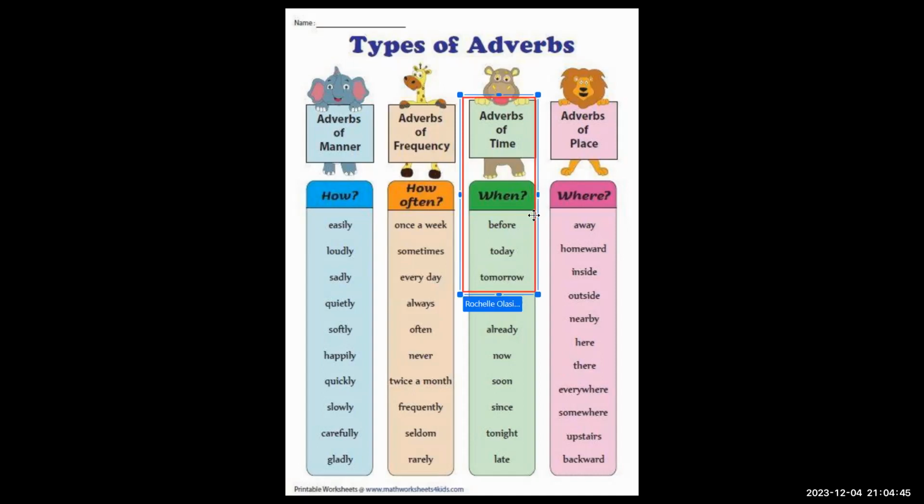Please read this one. Adverbs of time: when, before, today, tomorrow. That's right. And many more. Okay, that's easy to identify for the adverbs of time. And then adverbs of place. Please read. Adverbs of place: where, away, forward, inside. Okay, homeward means you're going home, but it's not very common. But yeah. Okay, so those are four, and there's another one or two, but let's focus first with this one.